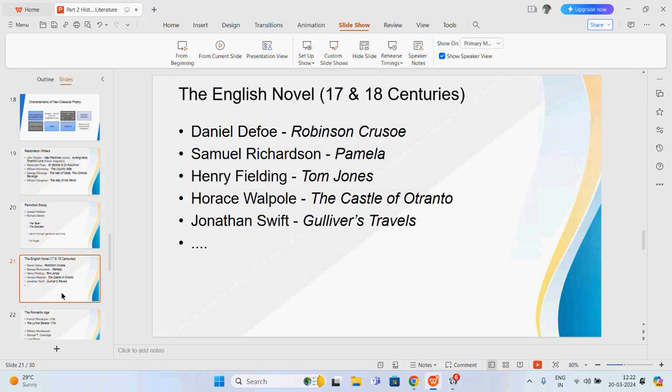Samuel Richardson wrote Pamela in the form of an epistolary novel, a novel written in the form of exchange of letters. Henry Fielding wrote Tom Jones, Joseph Andrews. These are picaresque novels. Horace Walpole wrote The Castle of Otranto, an example of the Gothic novel. Jonathan Swift's Gulliver's Travels is famous for its satire. It is divided into 4 books. Most of you must have read about Lilliputians as small children. It is a part of Gulliver's Travels.